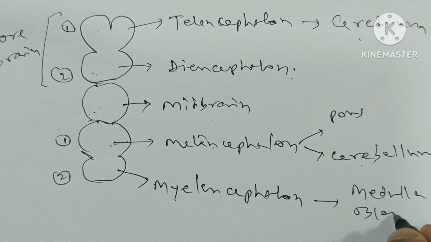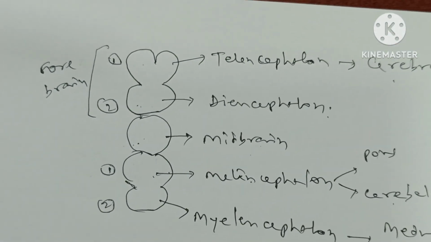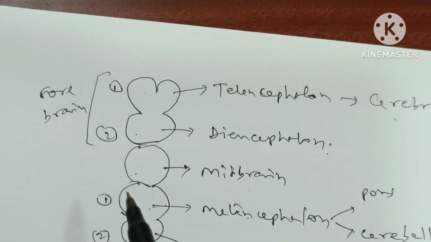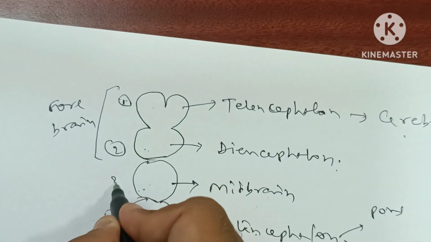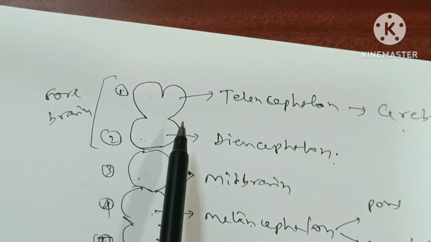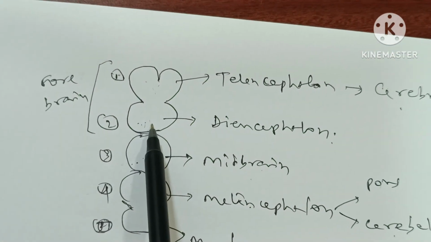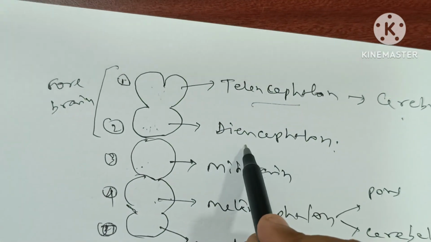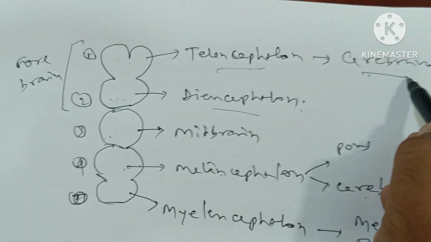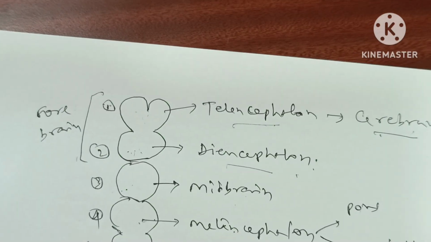So what we have seen is that the 3 primary brain vesicles get converted into 5 secondary brain vesicles: 1, 2, 3, 4, and 5. The first primary brain vesicle, the prosencephalon, gets divided into 2 secondary brain vesicles, the telencephalon and the diencephalon. The telencephalon will further develop into the cerebrum, and the cerebrum and diencephalon will form the forebrain.